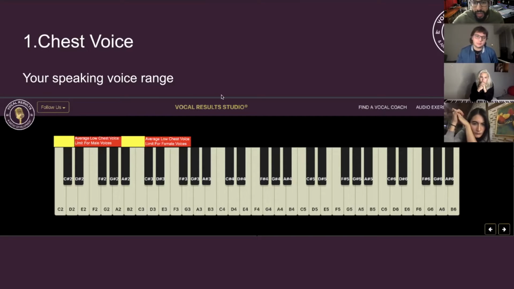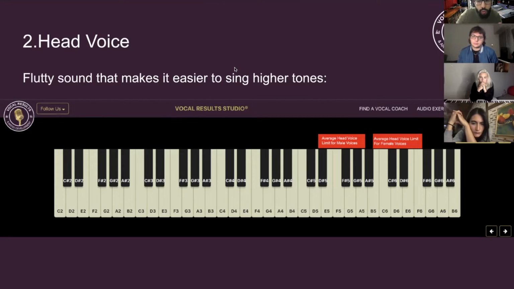So now let's talk about head voice. Head voice is this fluty sound that makes singing higher much easier, right? So it sounds like, sugar, yes please, won't you come and put it down on me? For some people, it is hard to grasp the concept of head voice because we don't exercise it as much as we do chest voice. Every time that we speak, we're exercising our chest voice.